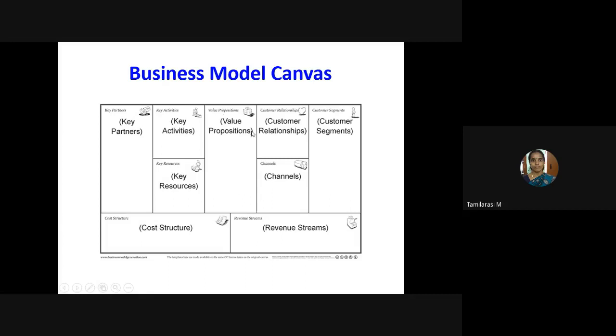And the value propositions, as I told you, means what benefits you are going to give your customer. If the customer wants to buy your product, what is the benefit? If they buy, what are the benefits that they can attain? That should come under the value proposition: all the benefits for the customers or for the beneficiaries. So that is called value proposition.